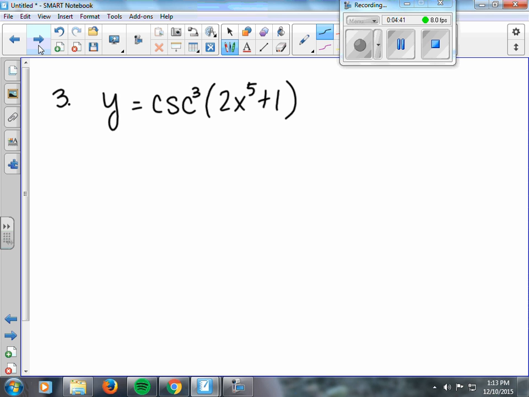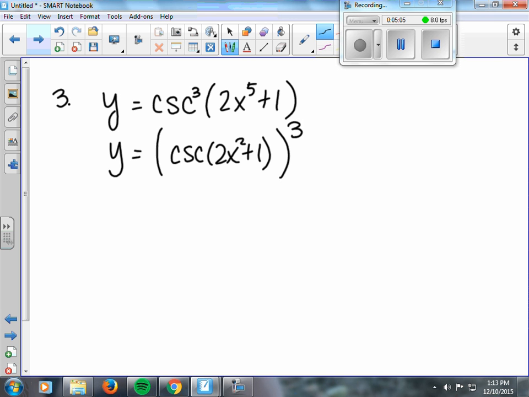All right, on number 3, it might be helpful to rethink of this as the cosecant of 2x squared plus 1, cubed. That's what we write when we mean, these both mean the same thing. We tend to just put that 3 after the C because it's less writing, but this is what's happening.